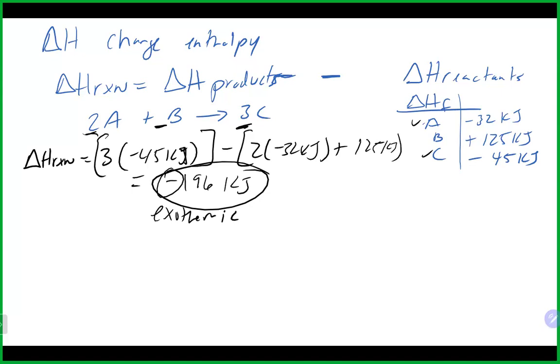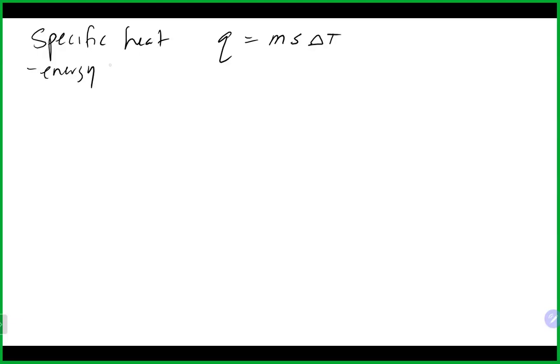We got into specific heat, I believe. And we had a specific heat equation, Q is equal to ms delta T. Remember, specific heat is the amount of energy required to raise 1 gram of a substance by 1 degree Celsius.